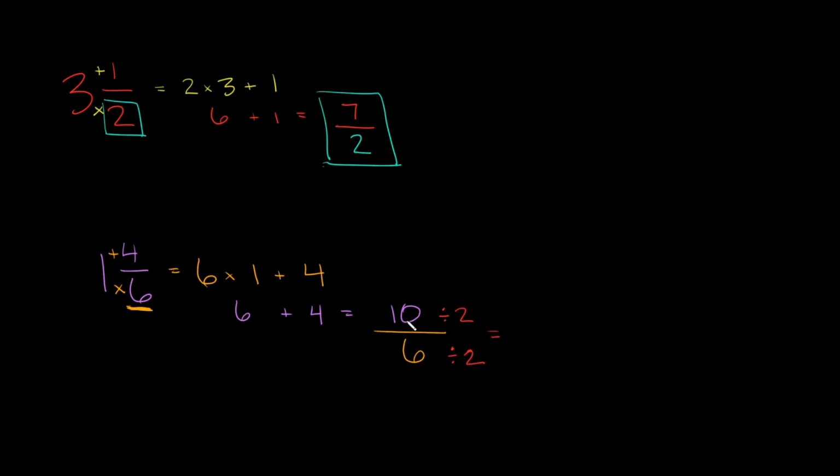Okay, so this is going to equal, well, 10 divided by 2, that's 5, right? And then 6 divided by 2 is 3. So 1 4/6 was our mixed number, and that's equal to 5/3. Okay, so not too bad, right? Let's try a couple negative examples. Okay, so let's say you wanted to convert -3 1/2 to an improper fraction.